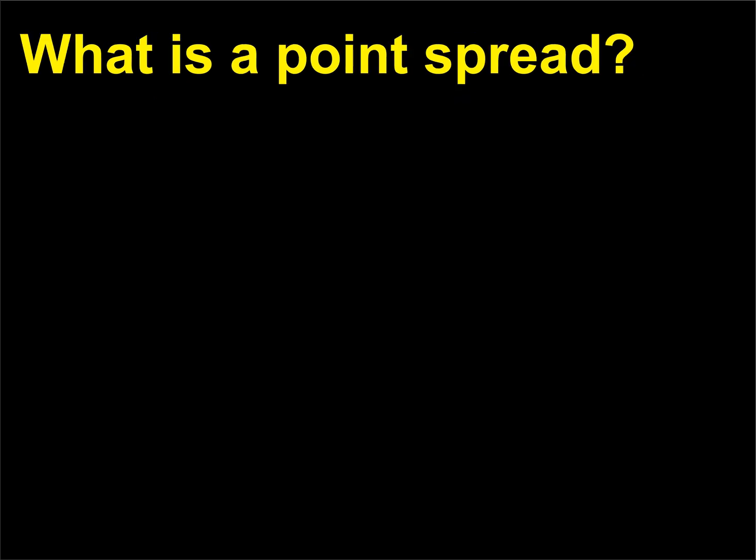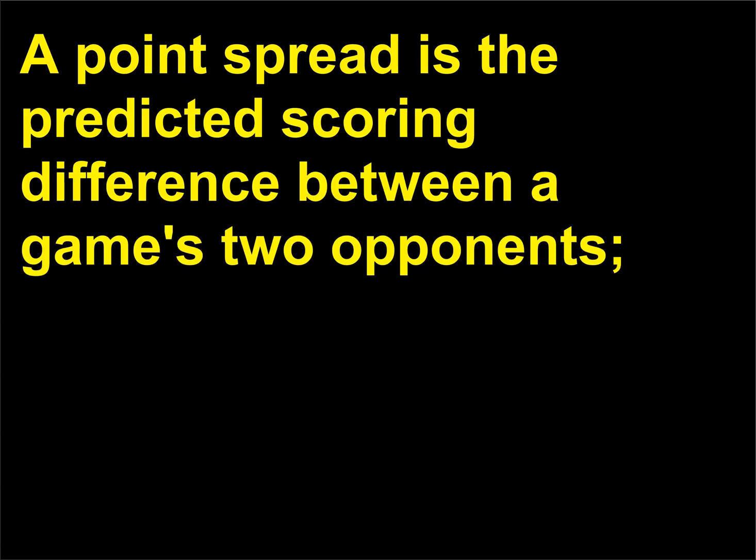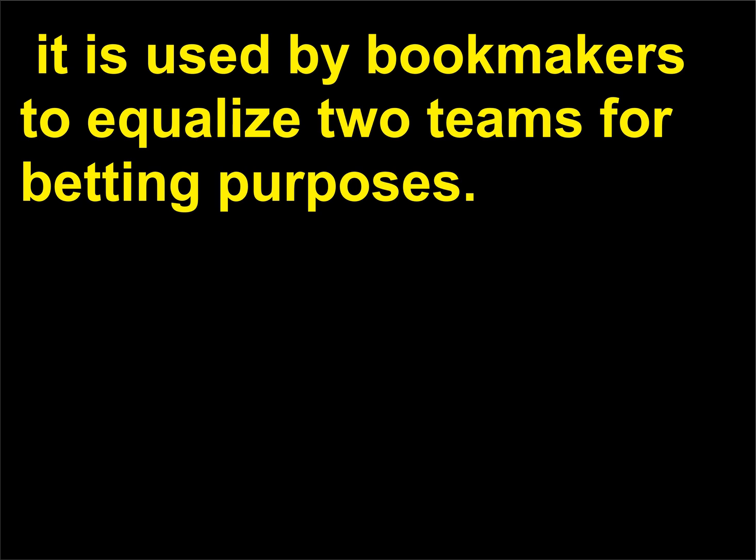What is a point spread? A point spread is the predicted scoring difference between a game's two opponents. It is used by bookmakers to equalize two teams for betting purposes.